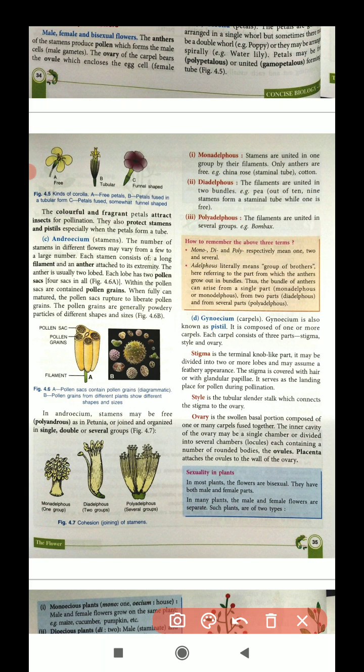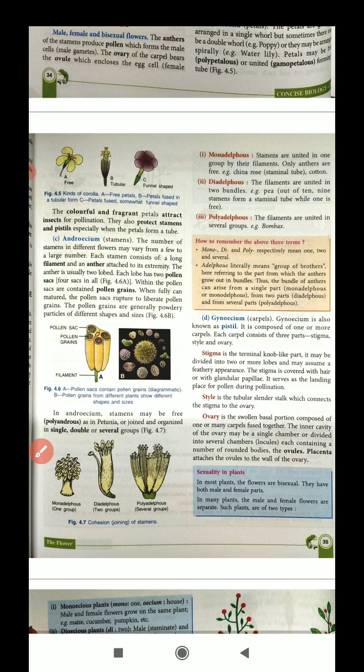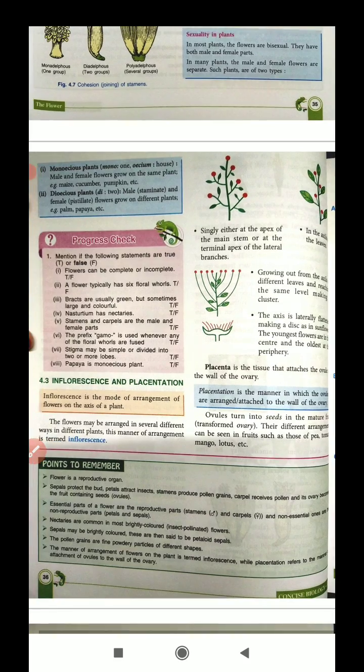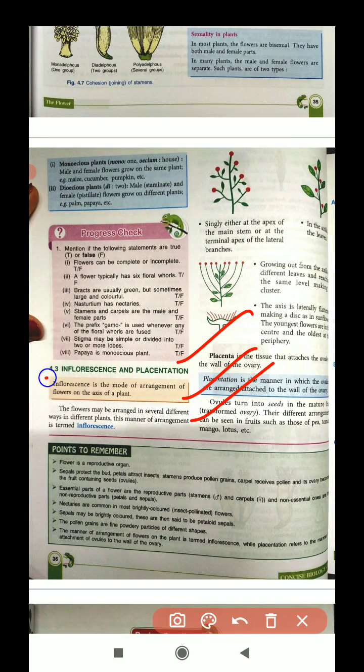And now the last thing, gynoecium, carpels, which contain stigma, style, and ovary. So here stigma, style, ovary, ovule, everything is present one by one. And that ovary contains ovules and placenta. Students, I hope you understand. There are two different conditions. It is important and sometimes comes in the question also: inflorescence and placentation.